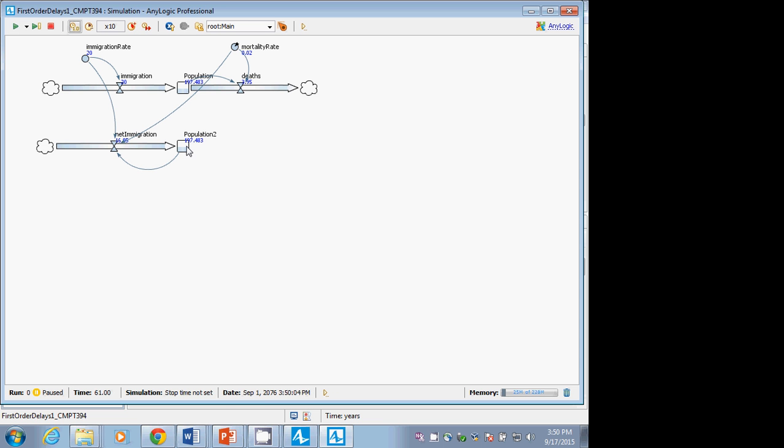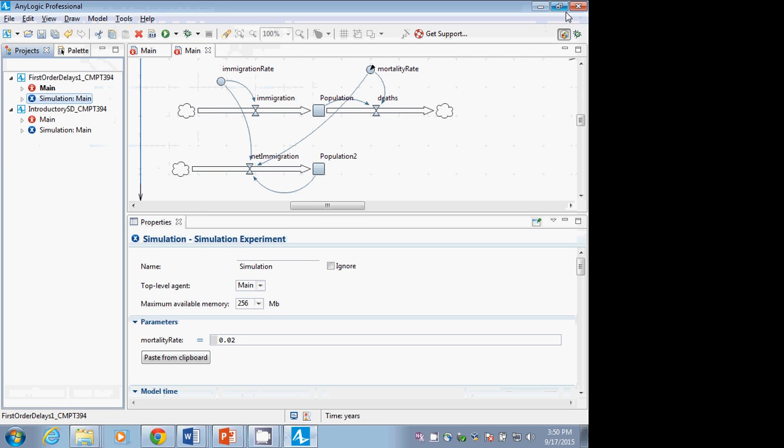Okay, so initially they're both 0. Now we're going up towards time 50, and they're both changing. You notice at any one time, they're precisely the same. Precisely the same.